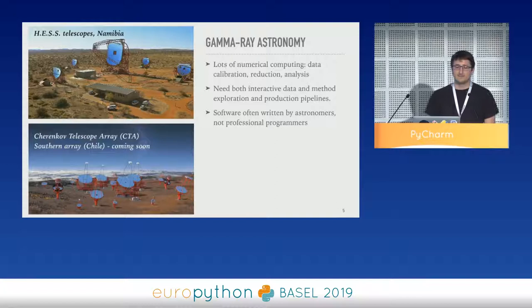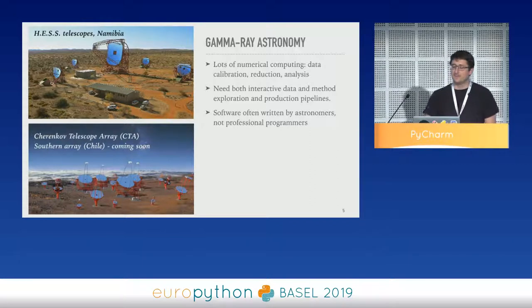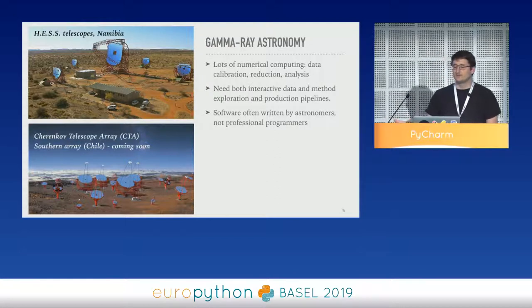So in gamma ray astronomy, we have these telescopes like the HESS telescopes in Namibia or the Cherenkov Telescope Array in Chile. And there we have to do lots of numerical computing for data calibration, reduction, analysis. And we need both interactive data and method exploration and then production pipelines. And also the software is often written by astronomers, not professional programmers.